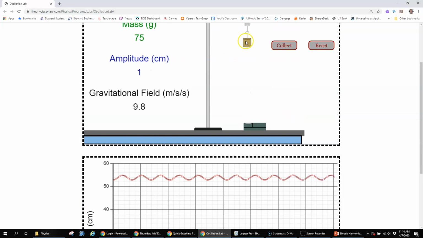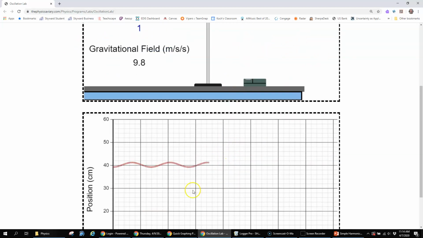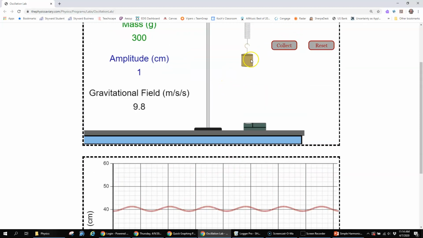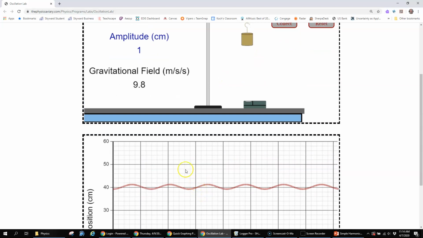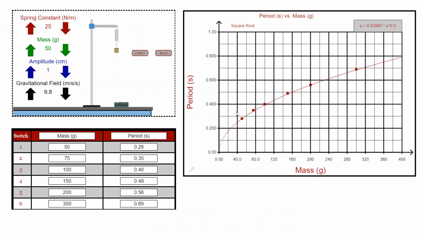Seems like the same effect. As I increase mass, it did appear to slow down, right? Keep collecting, go all the way up. Take all 6 data points. I'm certainly seeing the trend of the data being that as I increase mass, again, the period takes longer. But do we get the same relationship? And here's the data right here.